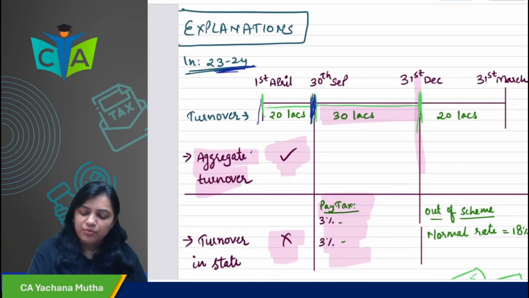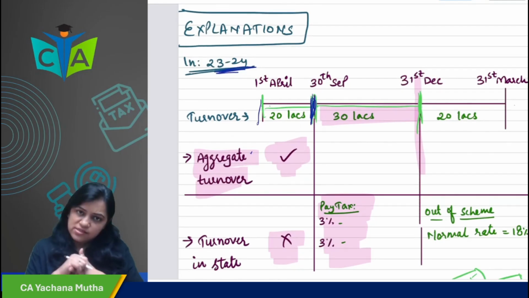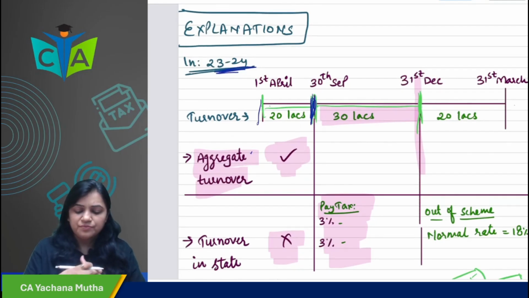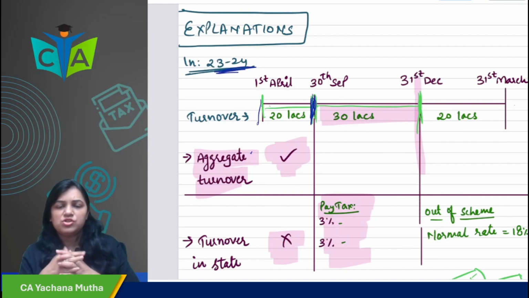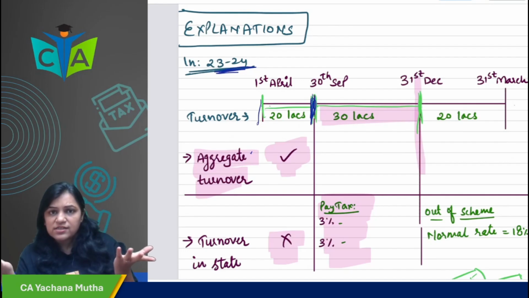So for the purpose of computing aggregate turnover from 1st April till 30 September, the 20 lakhs would be taken. But for turnover in the state, it will not be taken. From 1st April till the date you become liable for registration, you are not required to pay any taxes.